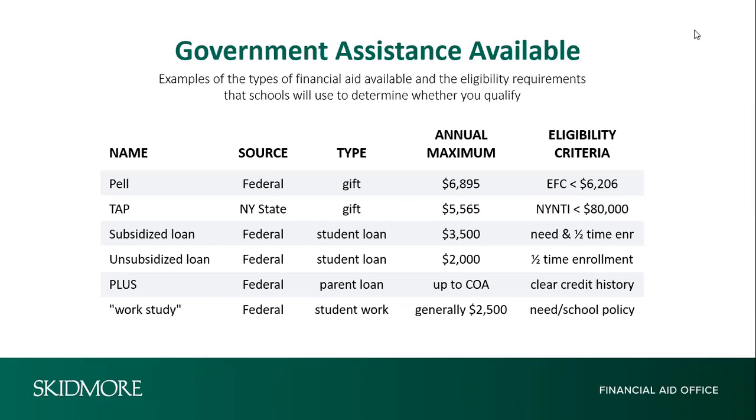Then there are federal student loans, which I mentioned, that type of financial aid. There's a subsidized federal student loan. So the source of the funds is the federal government. The student is the borrower of these loans. The maximum for a first-year student is $3,500, and it's based on something called need, and the student has to be enrolled at least half-time.